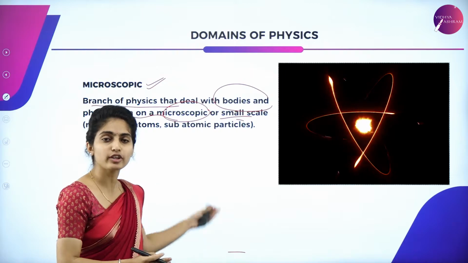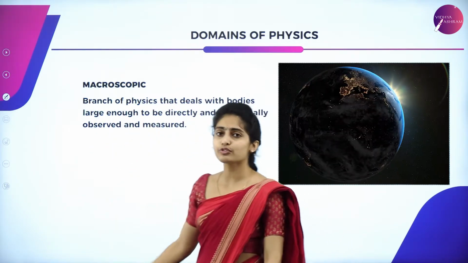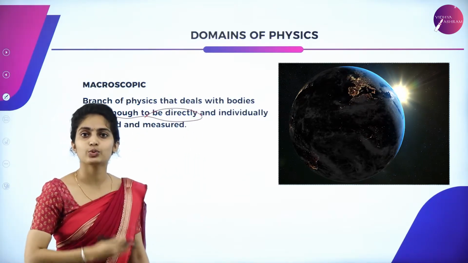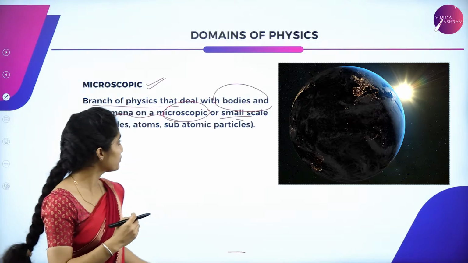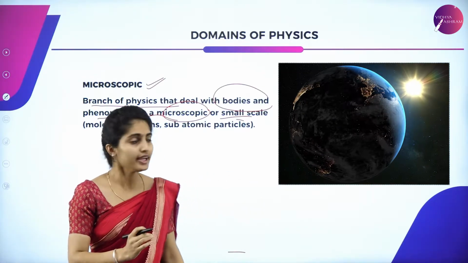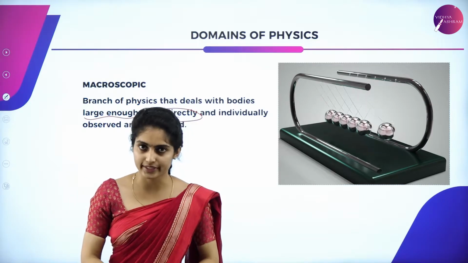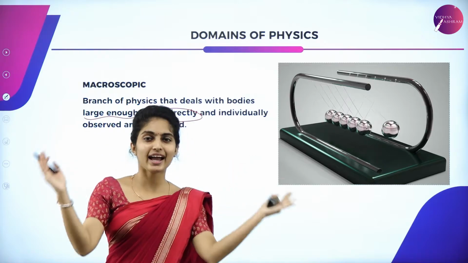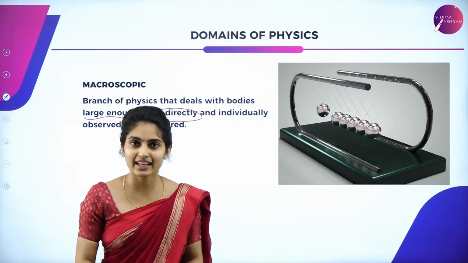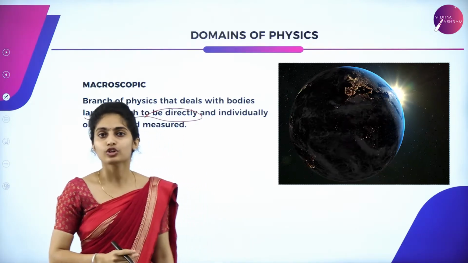When compared to microscopic, macroscopic is slightly bigger, where you can study the branches of physics that deal with bodies which are large enough to be directly or individually measured. In case of microscopic, we take things together into account. In case of macroscopic, we can study the individual objects. Microscopic is the one which resides in between the quantum as well as macroscopic.